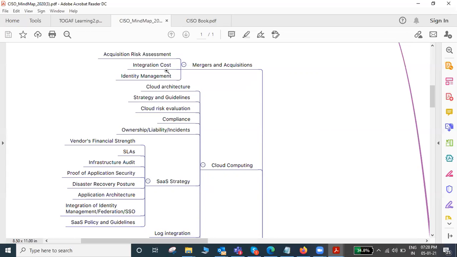So you have three things available: acquisition, risk assessment. What are the different risks once you're going to acquire new companies, or you're going to merge? Second thing is integration costing. What is the different costing altogether once you're merging two different entities of business? And third one is identity management.